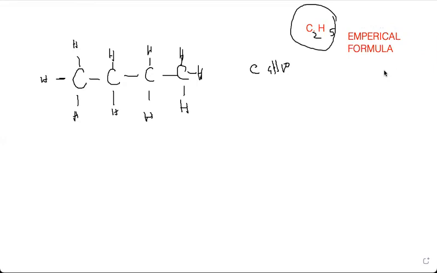We need empirical formula just to check the simplest ratio of the elements in a compound. For example, if I ask you that, Zainab, I need to make a butane, you will say, Miss, you have to bring 4 carbon and 10 hydrogen. No, I need the simplest ratio. So you can tell me, Miss, for every 2 carbon, you need 5 hydrogen.